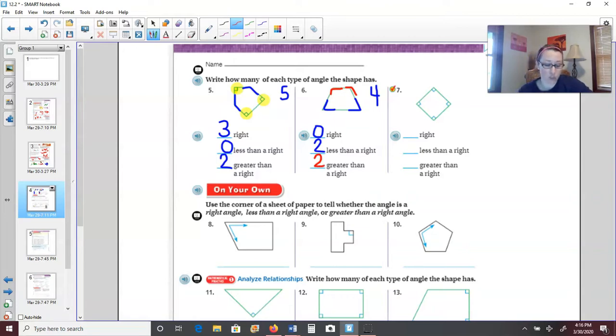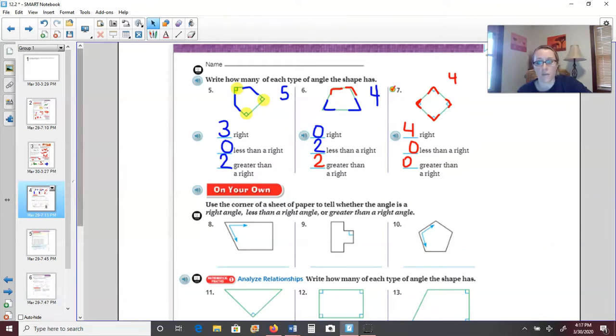They are obtuse. And finally, we go over to number 7. We look at this shape here. You probably would recognize this as a square. A square has 4 equal sides. And one thing about a square is that it has 4 perfect corners. Now, I am not drawing those perfect corners with my pen, but there's that square symbol in the corner that tells us it is a right angle. So there are 4 right angles, and there are no angles left. So 0 that are less than a right and 0 that are greater than a right angle.